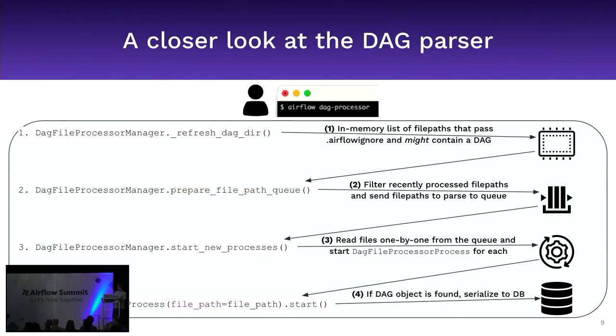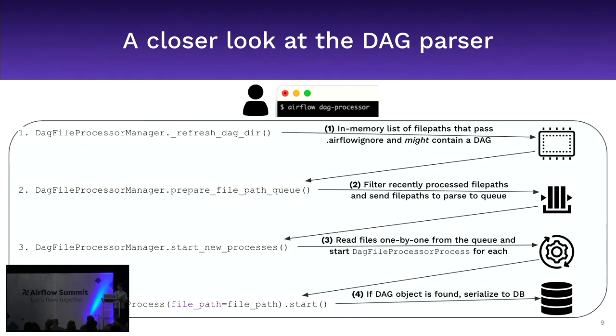So if we take yet another closer look at the DAG parser, it does four things at a high level. Starting with the first, it's refresh DAGDIR. Refresh DAGDIR is a function or method that creates a list of files in your DAG folder that probably contain a DAG and are not ignored by an Airflow ignore file. So what it does at a high level is it just lists everything and then matches that against an Airflow ignore file that it finds.